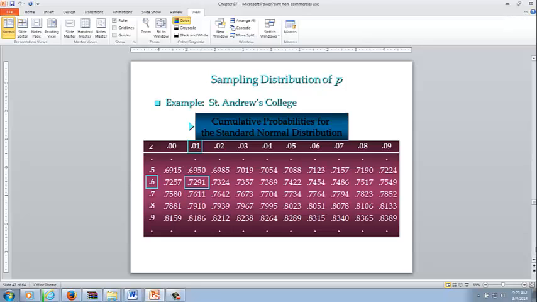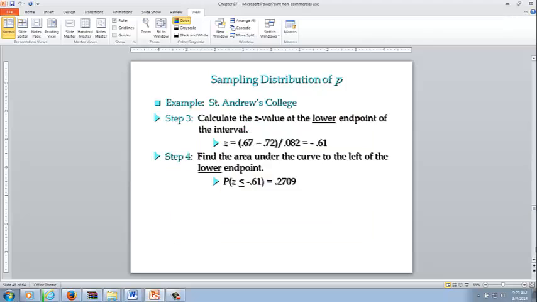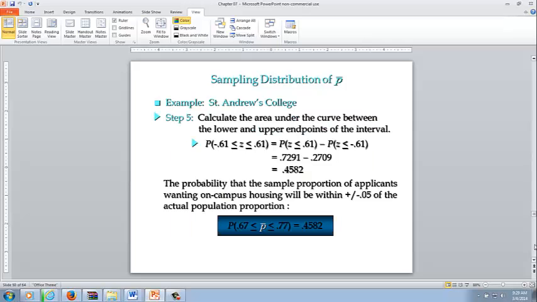Let us now go to the lower endpoint. Convert it to a z, and since the lower endpoint is 0.67, subtract the mean of 0.72 from it, and divide everything by 0.082, and we'll get minus 0.61. And the area to the left of minus 0.61 is 0.2709. Therefore, the area in between 0.61 and minus 0.61 is just the difference between the two areas, or 0.4582.